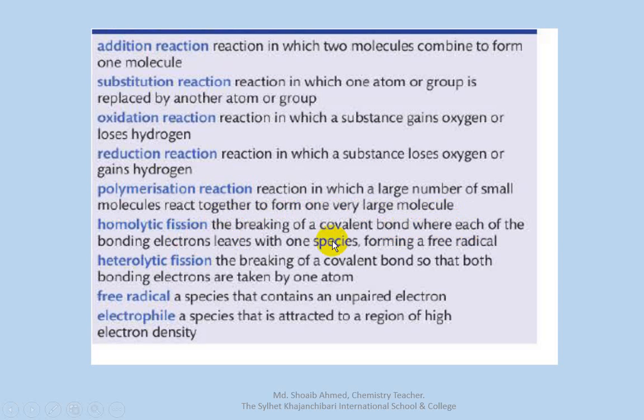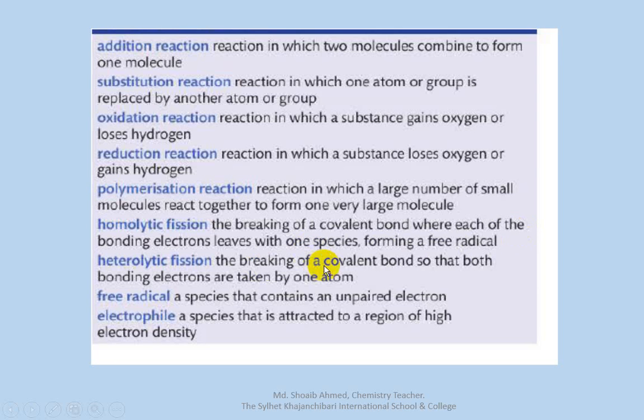Homolytic fission is the breaking of a covalent bond where each of the bonding electrons goes with one species, forming a free radical. We know each covalent bond contains 2 electrons. Each electron will move towards each species, like in chlorine, Cl-Cl. If homolytic fission occurs in this bond, one electron goes to one chlorine and the other electron goes to the other chlorine.